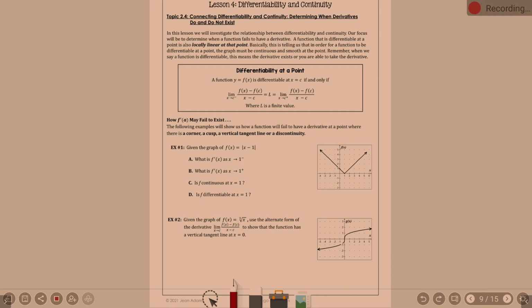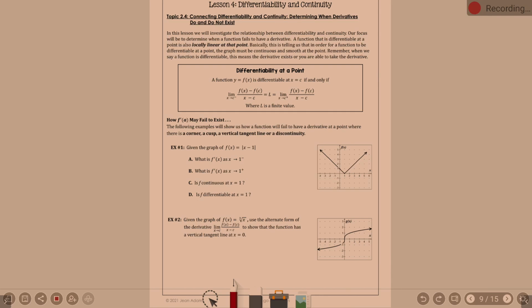In this lesson, we investigate the difference between differentiability and continuity. Our focus will be to determine when a function fails to have a derivative. We've already talked about that a little bit, but we get into it deeper here. A function that is differentiable at a point is locally linear at that point. Basically, this is telling us that in order for a function to be differentiable at a point, the graph must be continuous and smooth at that point. And that's where we've already talked a little bit about things that weren't differentiable, those sharp points, the cusp. That's where this comes into play, okay? It has to be continuous and smooth to be able to take a derivative.